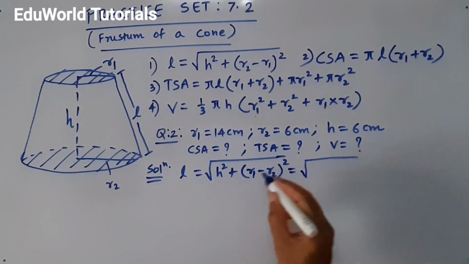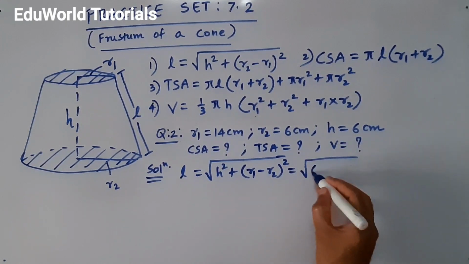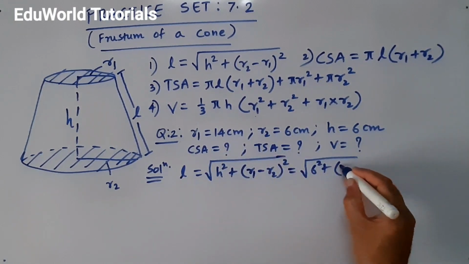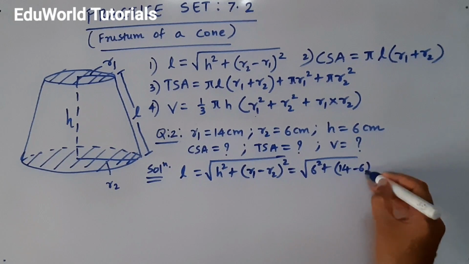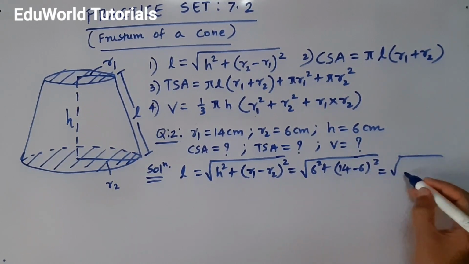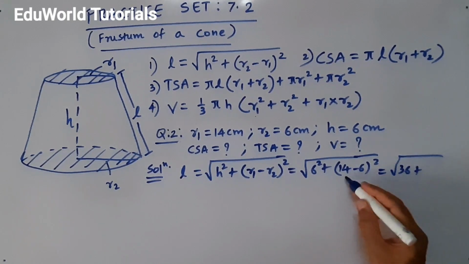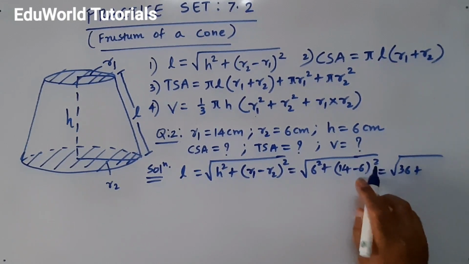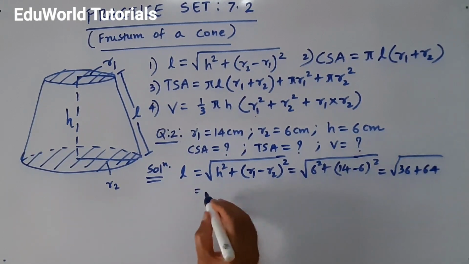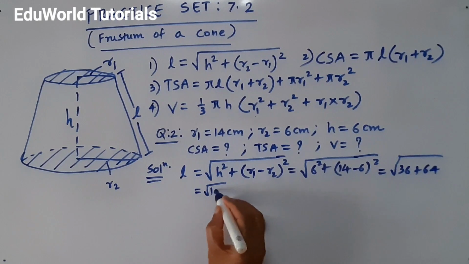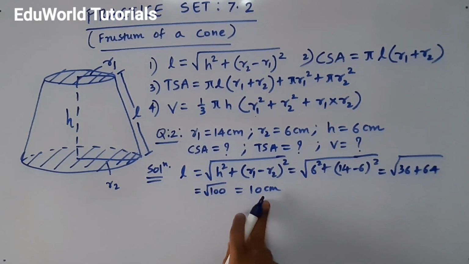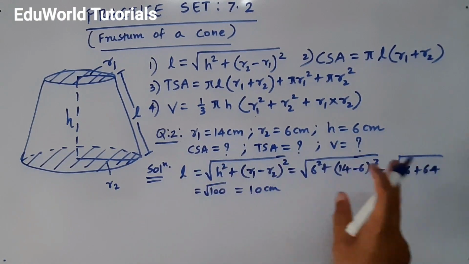So under square root I will write H square. H is 6. 6 square plus R1 minus R2, 14 minus 6, the whole square. So this will give me 6 square is 36 plus 14 minus 6 is 8. 8 square is 64. And so 36 plus 64 is root of 100. And square root of 100 is 10 centimeters. So the slant height L is 10 centimeter. Now we can find any of these dimensions.